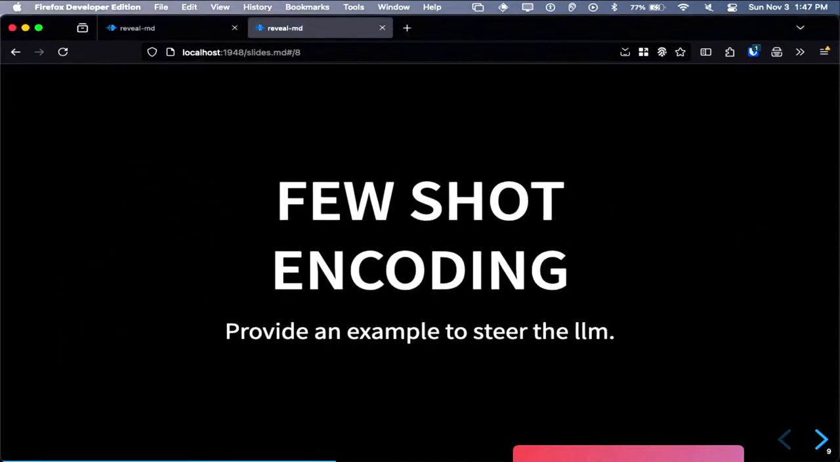And few-shot prompting. This is where you provide a specific context to steer an LLM to produce a certain output that you want.